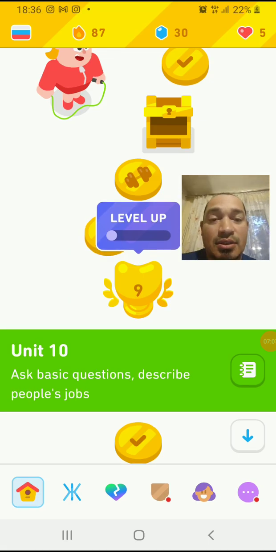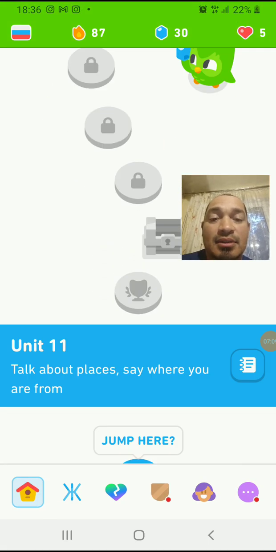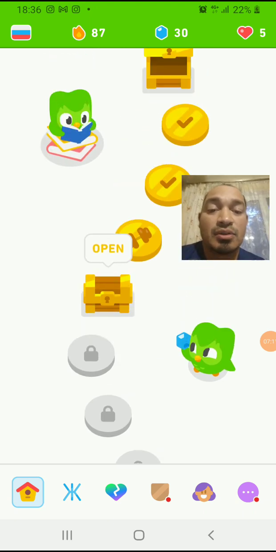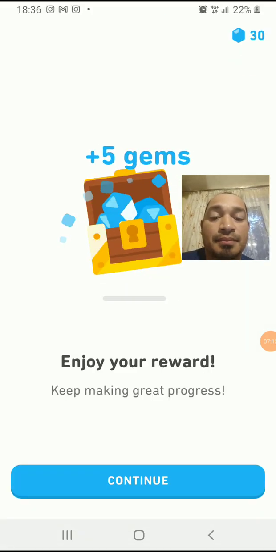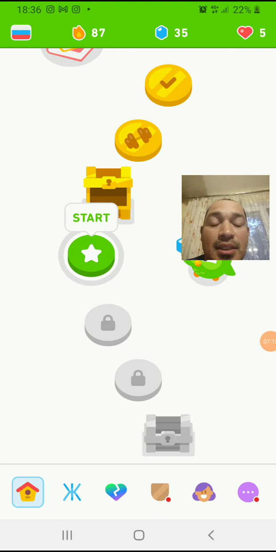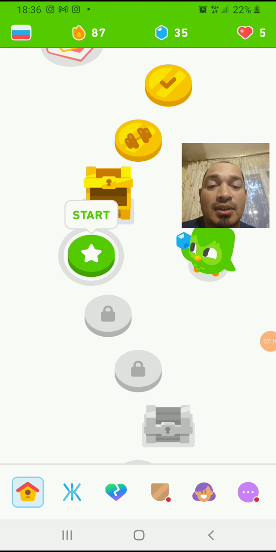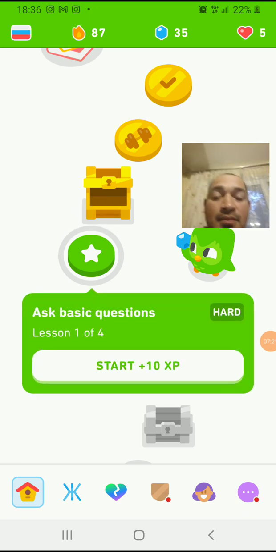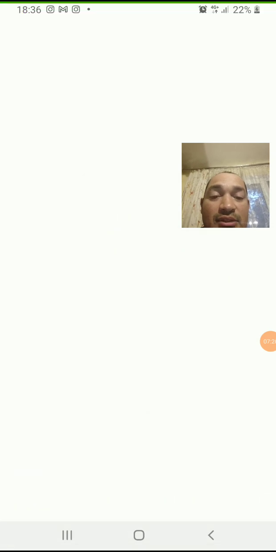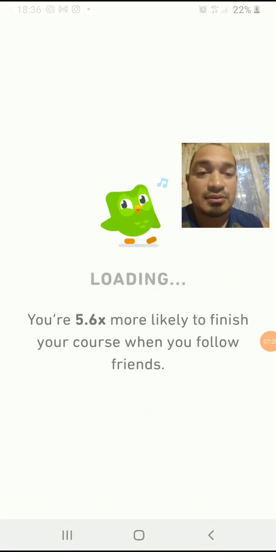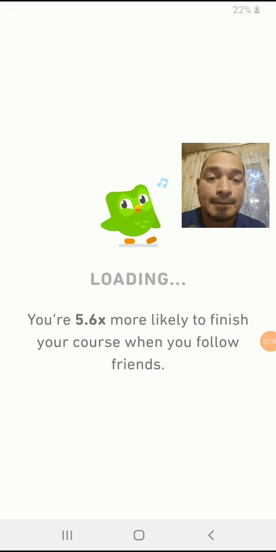Great, guys. So we revised a little bit unit 10, and we are going to open this chest. So nice to get some quartz. Looks like quartz or diamonds. Yeah, gemstones. Ask the basic questions. So that's good because we just revised and we're going to see how much we can already use.